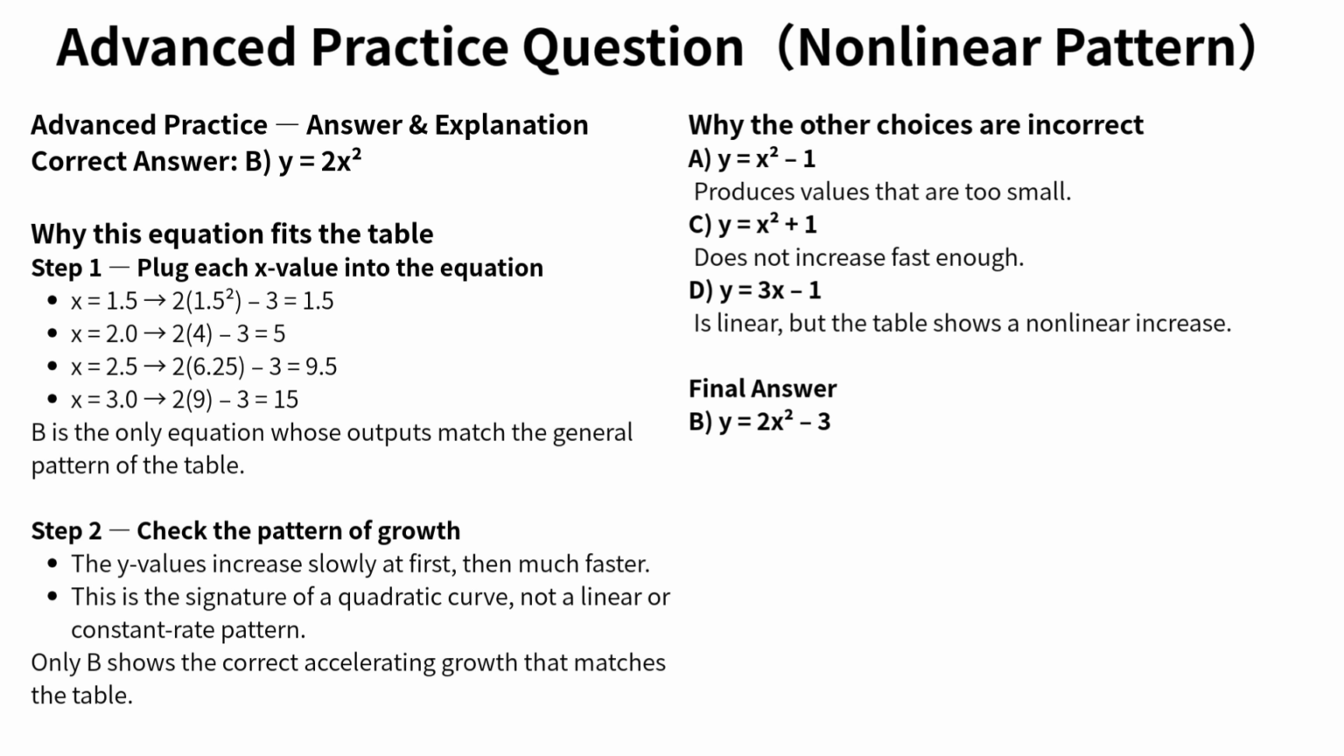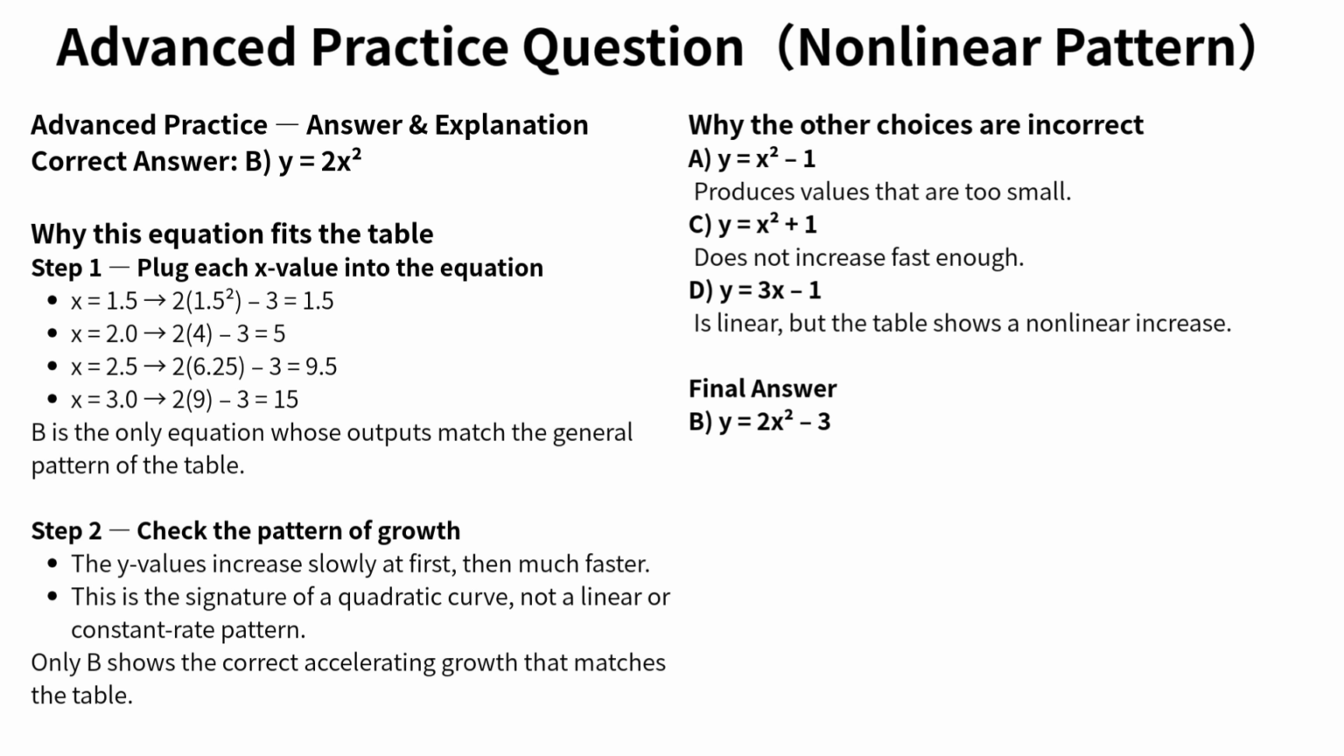For x equals 2, the output is 5. For x equals 2.5, the equation gives 9.5. And for x equals 3, the equation produces 15. These values follow the same upward trend shown in the table. Now step 2. Check the pattern of growth. Notice how the Y values increase slowly at first, then much more rapidly.